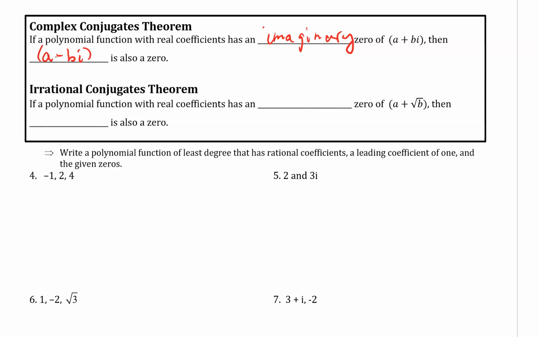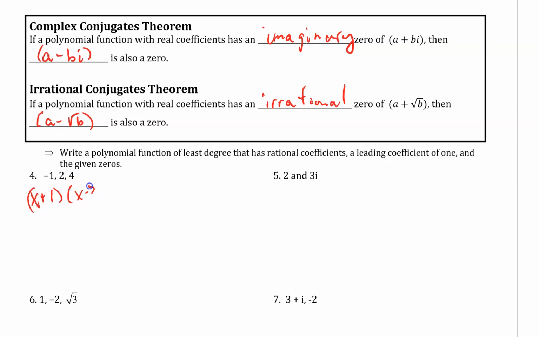Irrational conjugates, if a polynomial function with real coefficients has an irrational zero of a plus the square root of b, then a minus the square root of b must also be a zero. So we're going to write a polynomial function of the least degree that has the rational coefficients, the leading coefficient of 1, and the given zeros. So first, since these are the zeros, the factors are going to switch that sign. This means that x equals negative 1 or x plus 1 equals 0.